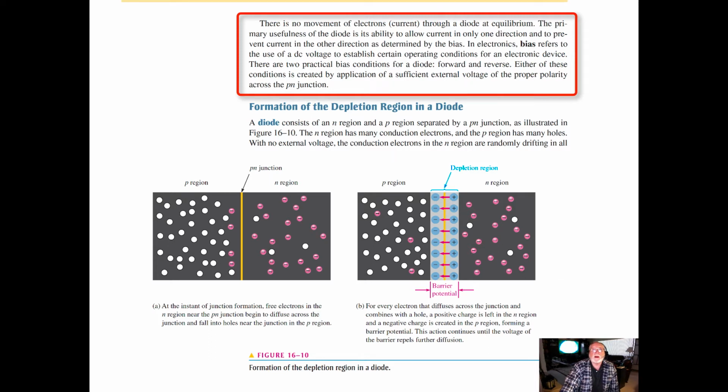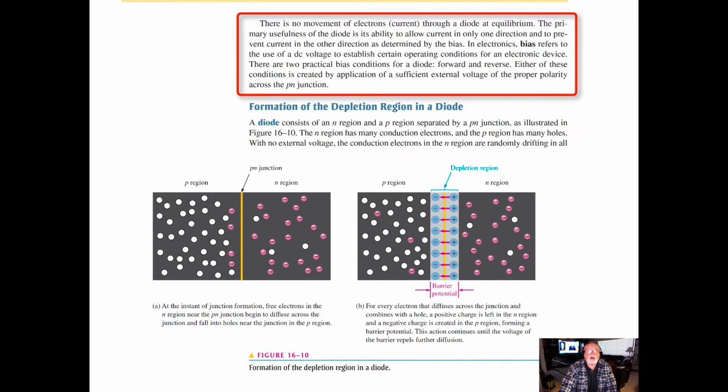There are two practical bias conditions for a diode: forward bias and reverse bias. Either of these conditions is created by application of a sufficient external voltage of the proper polarity across the PN junction. So we have to apply some sort of excitation, something external, to start making things happen, for things to start cooking on either side of that junction.